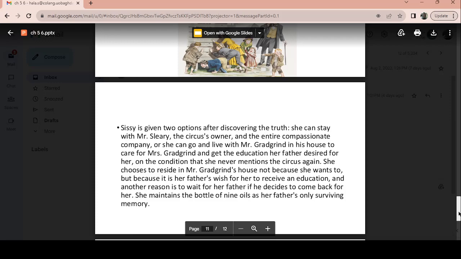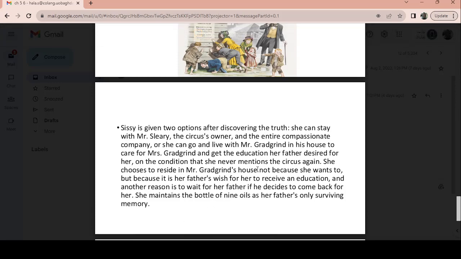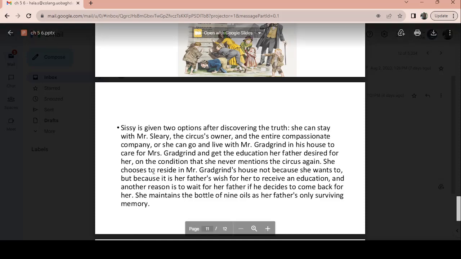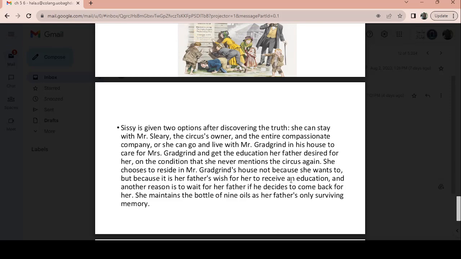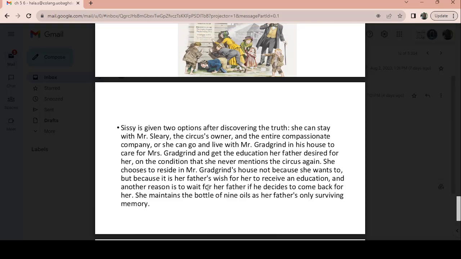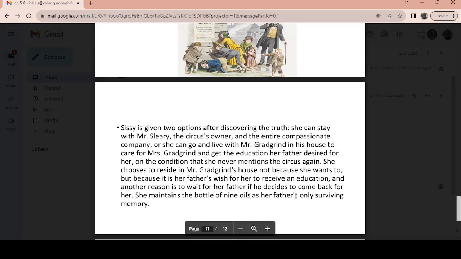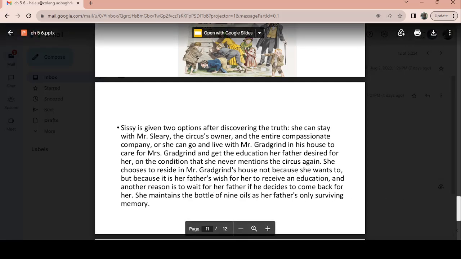But Cecilia chooses to reside in Mr. Gradgrind's house, not because she wants to, but because it is her father's wish for her to receive an education. And there is another reason, which is to wait for her father if he decides to come back for her. She maintains the bottle of nine oils as her father's only surviving memory.